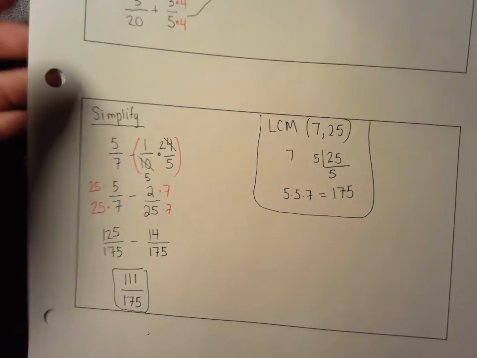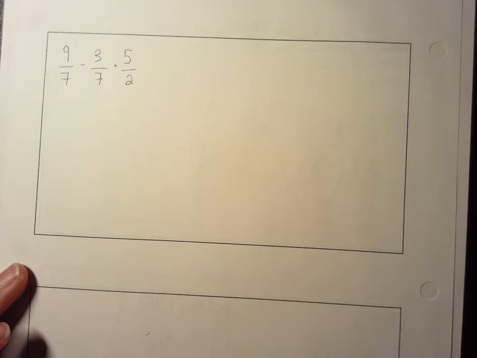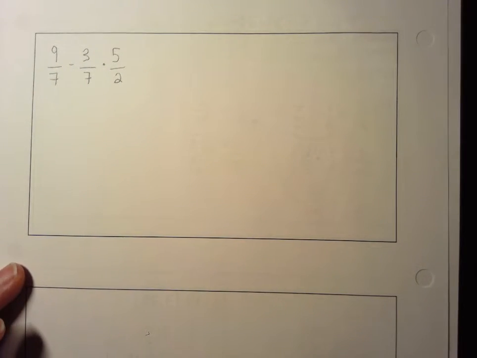Let's just do 2 more quick examples. I'll let you do these 2 on your own. The first one will be 9 over 7 minus 3 over 7 times 5 over 2. So go ahead and pause the video and take a moment to complete that one.